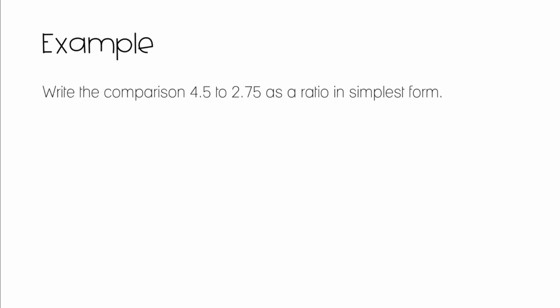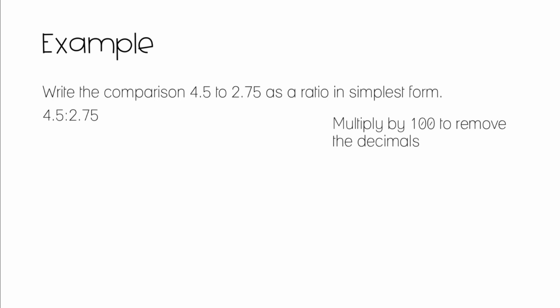Okay, let's do it again, except this time add an extra step. So 4.5 to 2.75 as a ratio in simplest form. So the first thing we need to do is remove those decimals. And to do that, what we're going to do is multiply by 100. 4.5 times 100 equals 450. And 2.75 times 100 equals 275. So 450 to 275. Now what we're going to do is we're going to find that highest common factor.